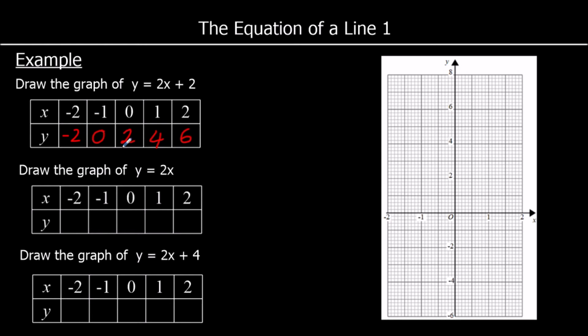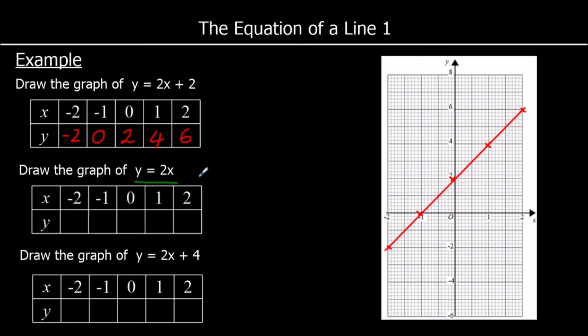So we've got the same thing that's going up 2 every time. That makes it a straight line. So we've got negative 2, negative 2, negative 1, 0, 0, 2, 1, 4, and 2, 6. So there's our straight line, and we can join it up. And that is our graph. For the next one, we've got the equation of y equals 2x.